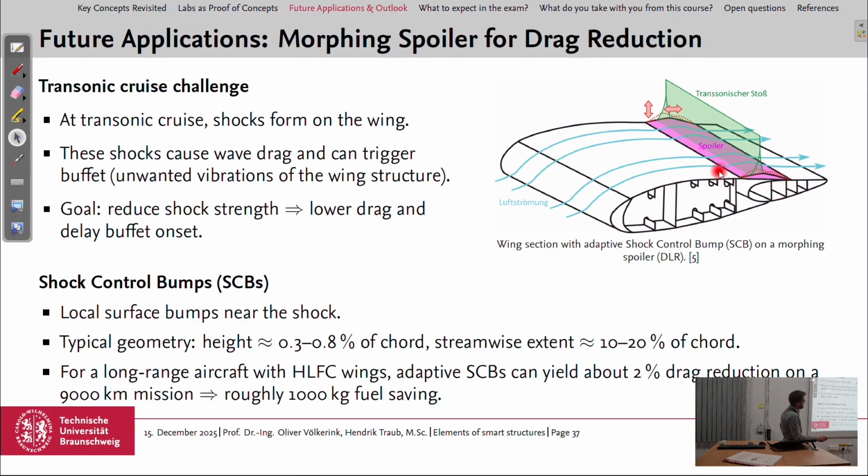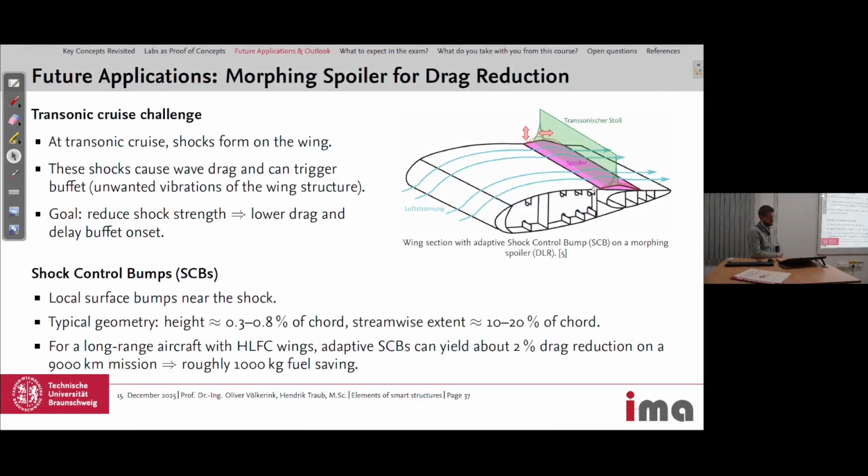So if the wing is in a state near these shocks, then they would extend a bit of the surface here to create the shock control bumps and get rid of the shocks. Typical geometry of these local bumps is 0.3 to 0.8% of chord, and the streamwise extent is 10 to 20% of chord, and the height is less than 1% of chord.